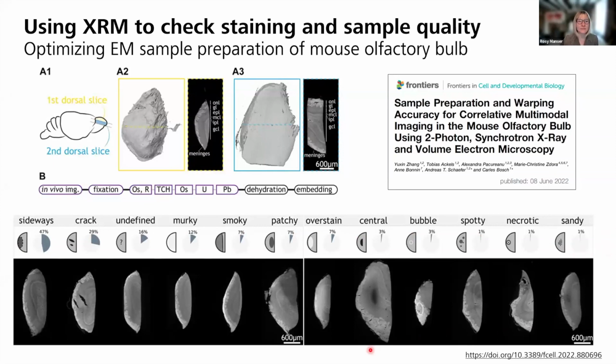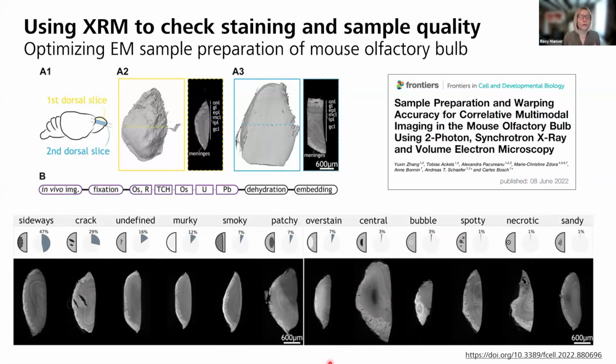Yuxin imaged a lot of olfactory bulbs that she created ready for electron microscopy. And she found there are many different artifacts and weird things that can happen during the sample prep process. For example, you can get cracks in your specimen. You can have the staining that is only on one side for whatever reason. Sometimes the osmium never reaches the middle for whatever reason.